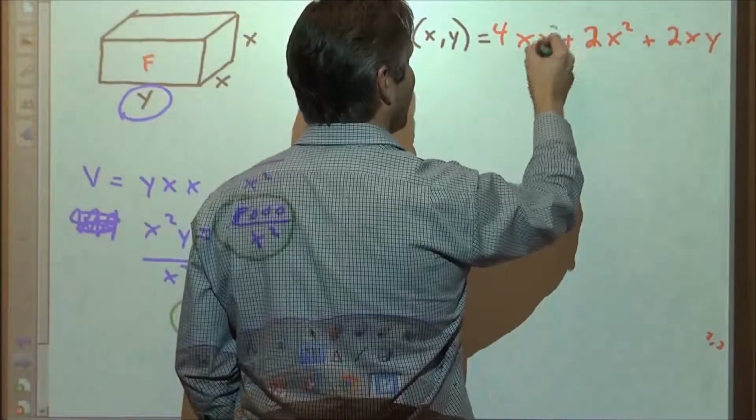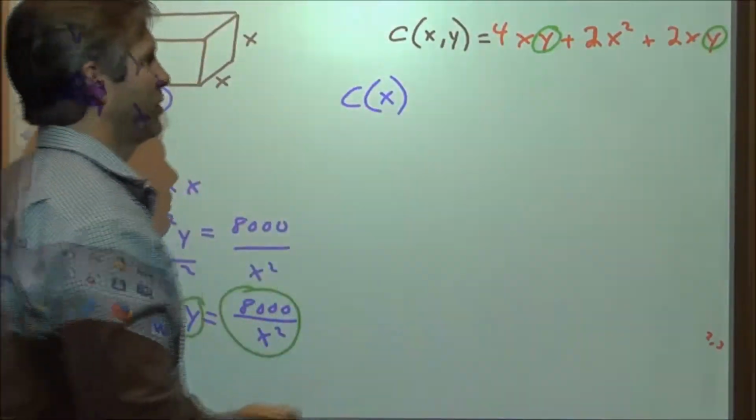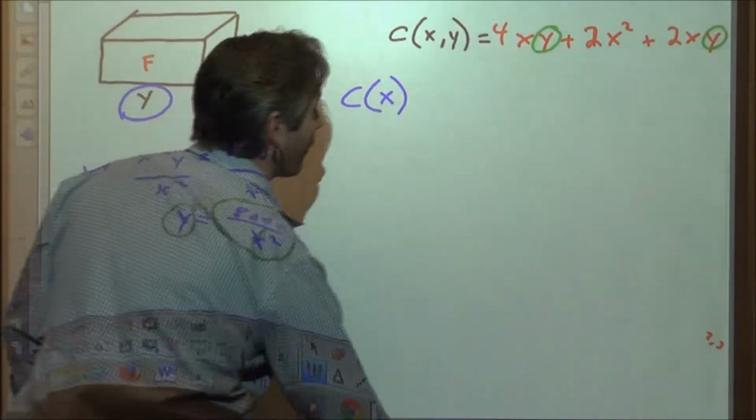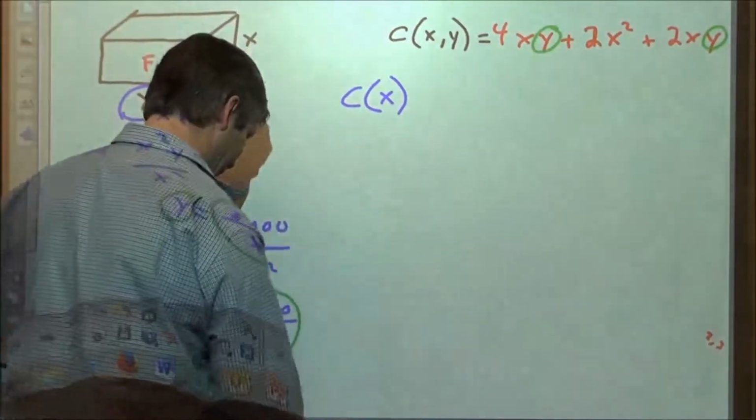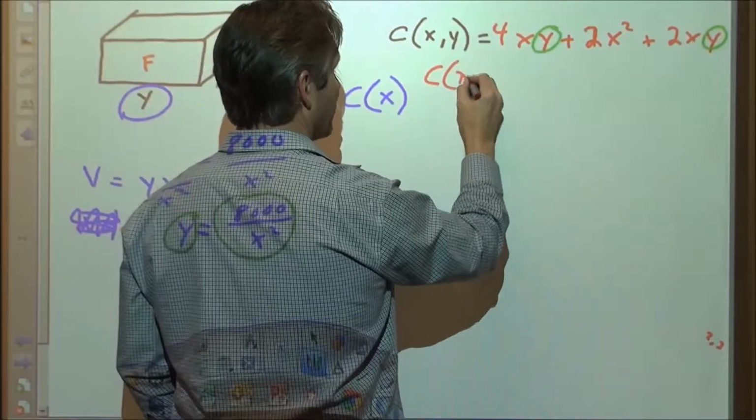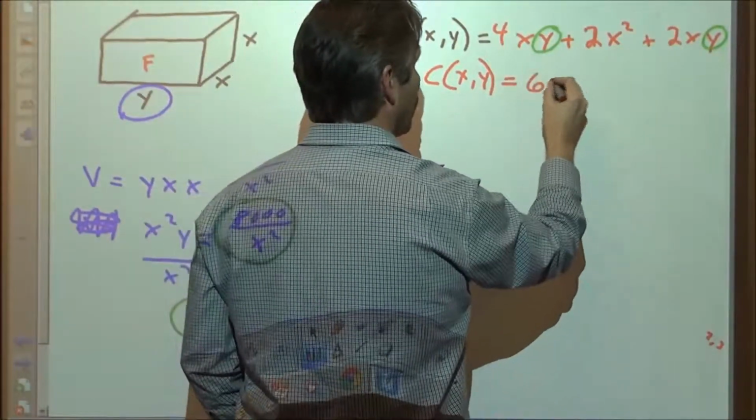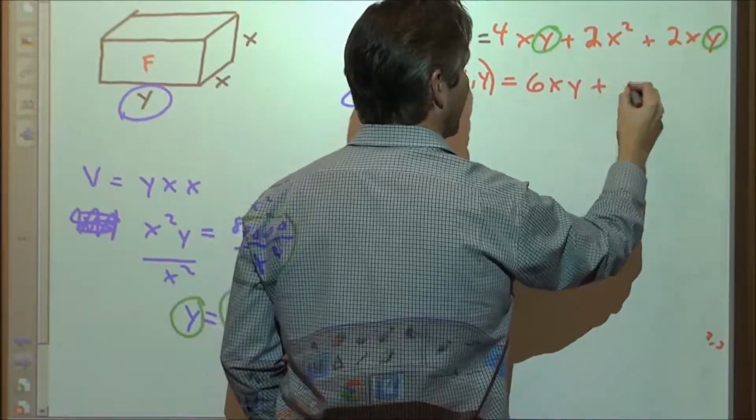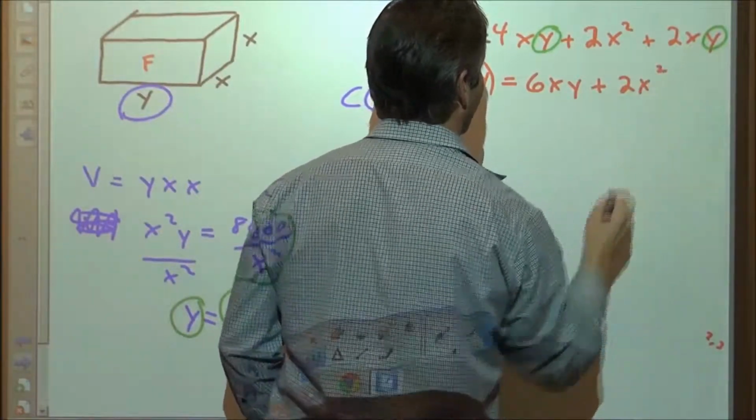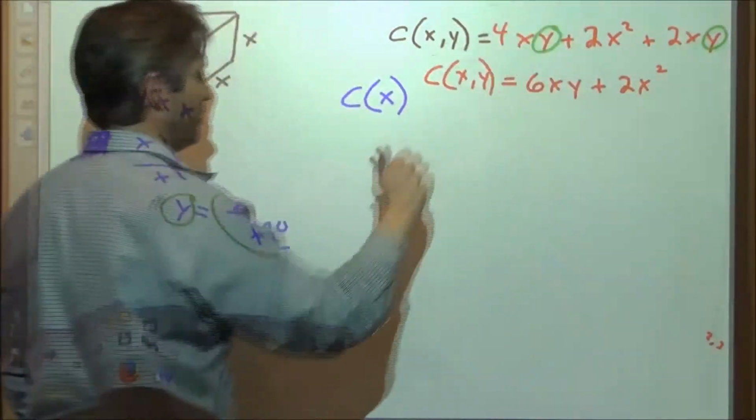So we're going to go up here, and we see that wherever we see y, we can replace it with something equivalent. And by the way, before I went any further, I could have said that this cost function is a function of x and y. If I combine the two like terms, it would be 6xy plus 2x squared. I don't care if we're writing things with the quadratic term before this, it's no big deal.